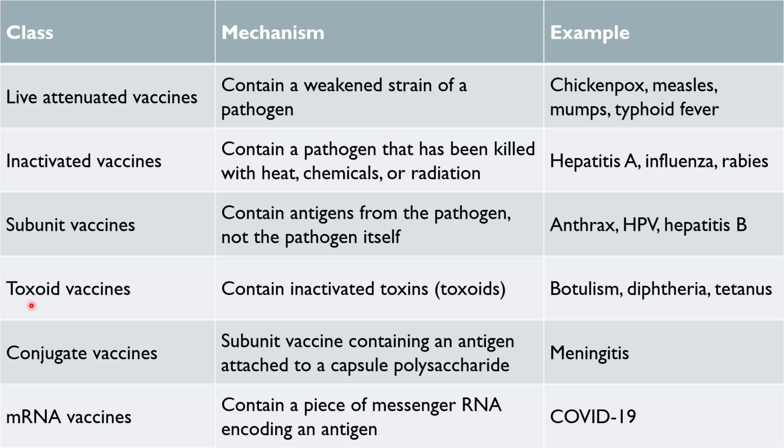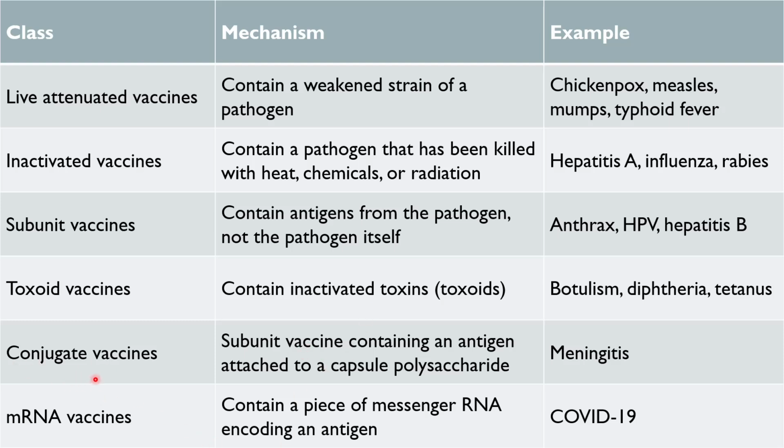Toxoid vaccines are specifically used for diseases wherein bacterial toxins play the major role in causing the disease. They contain inactivated toxins, which are called toxoids. Examples of diseases that can be prevented with these vaccines are botulism, diphtheria, and tetanus, all of which have toxins as their origin.